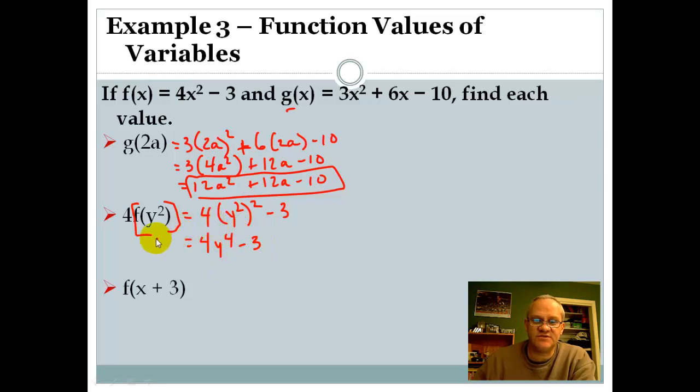That's f of y squared, but I want to find out what's 4 times f of y squared. So then all I have to do is I have to take this stuff here and multiply it by 4. So I'm going to take the 4y to the 4th minus 3 times 4 and just distribute the 4. So that's going to be 16y to the 4th minus 12 is what you would do there. That's a y, by the way.